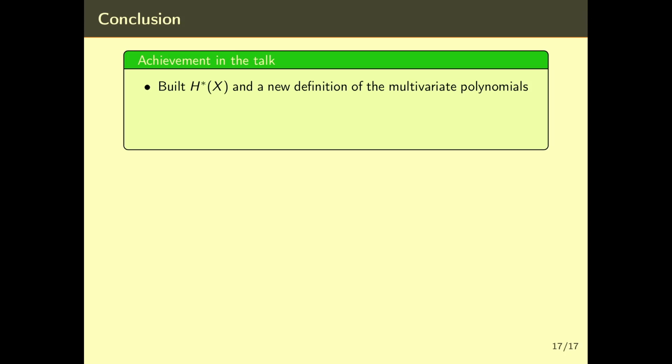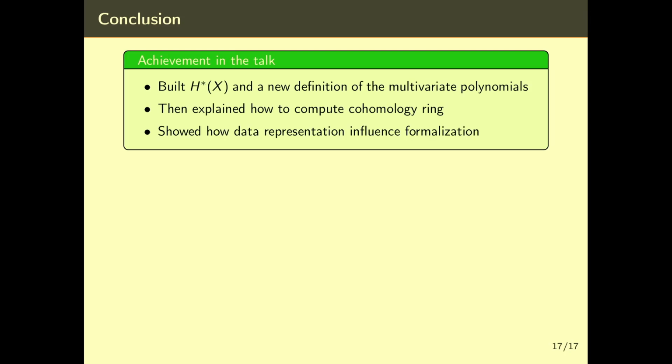So to conclude, basically, by using an appropriate definition of the direct sum for our purpose, we've built the cohomology ring, and we have also explained a new definition of multivariate polynomials that enables us to directly manipulate powers. Moreover, we explain an informal general method to compute cohomology rings. But what is most important, we've shown that data representation really influences formalization, and by using a good data representation, especially quotient inductive types, you can really ease your work.